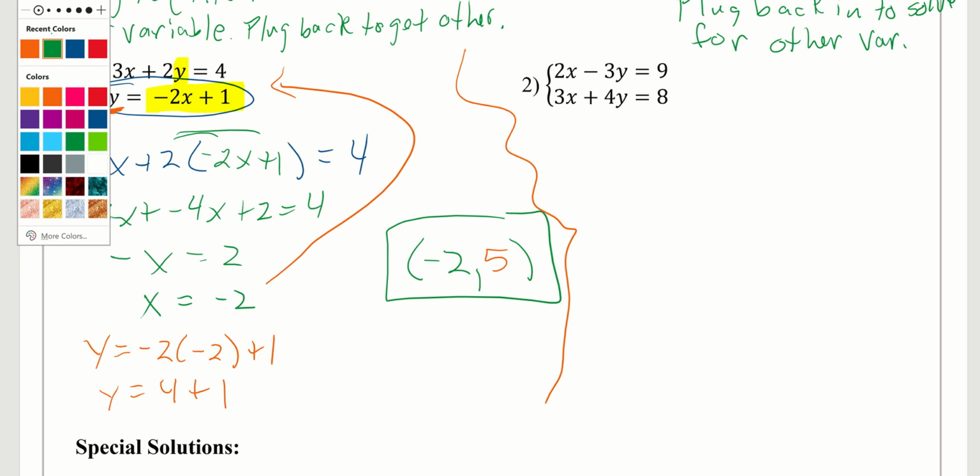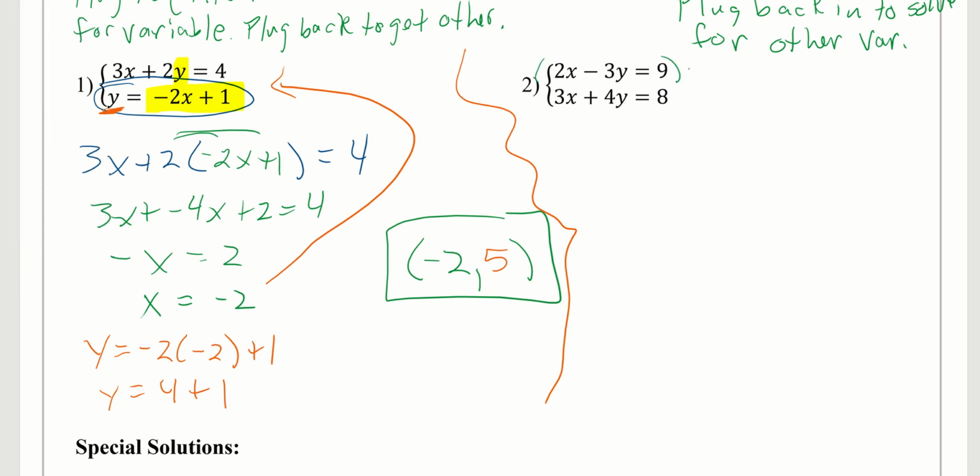The first thing I see here is I always like the signs to be opposite. So I see a -3 and a +4. If I multiply this entire top equation by 4 and this entire bottom equation by 3, those y's will match each other but be opposite signs. So I multiply everybody out, and I get 8x minus 12y is equal to 36. And now distribute the 3 into everyone, so you have 9x plus 12y is equal to 24.